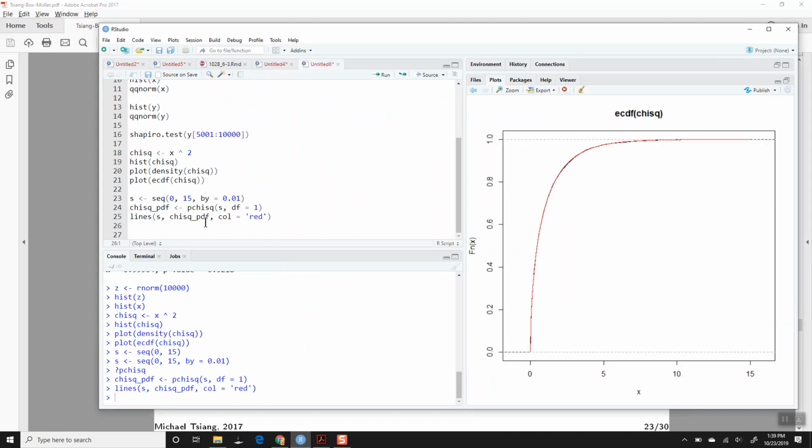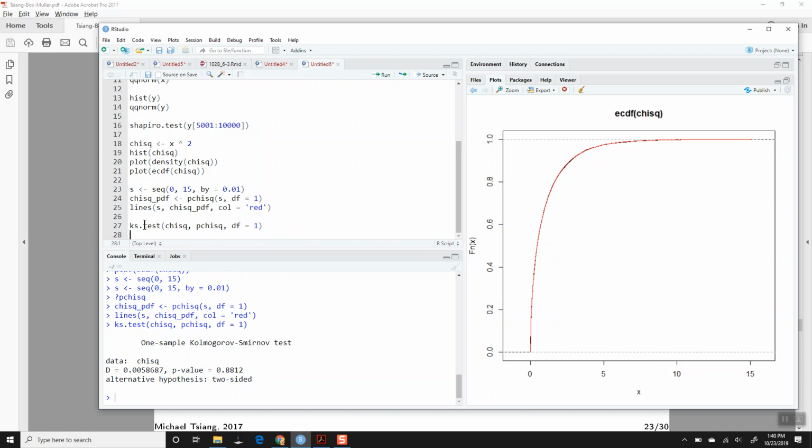I don't know if I can do a KS test with 10,000 things. KS test, and we'll compare chi-square versus P chi-square with df equal 1. Okay, so when I do that, it worked fine, and I get a p-value of 0.88. So that seems good.